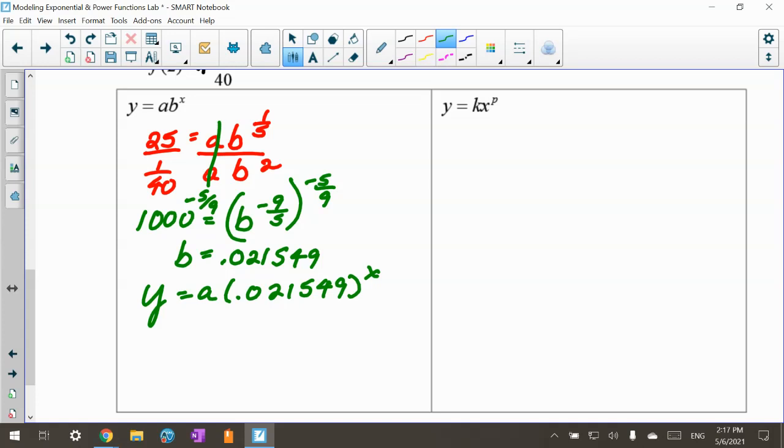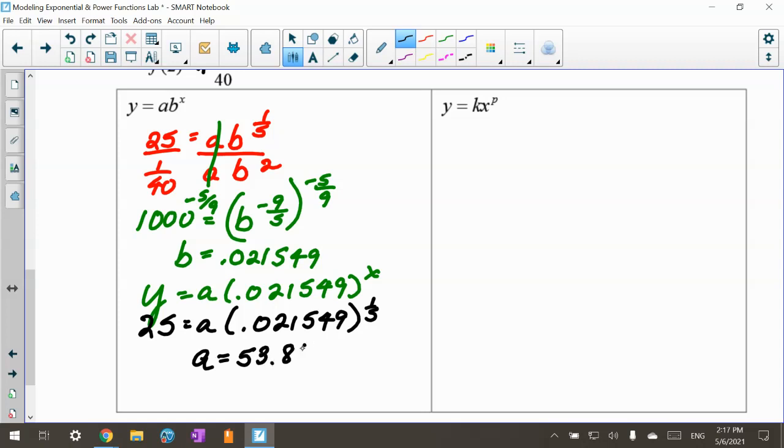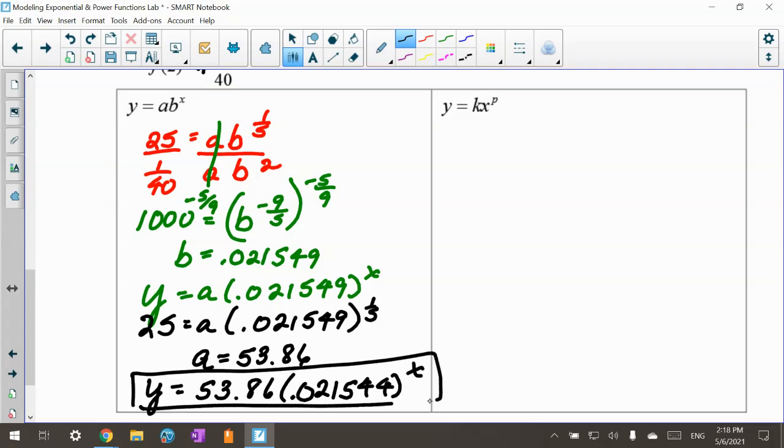So I used 1/5, 25. So 25 goes here, because I need to know what a is: 25 equals a times 0.021549 raised to the 1/5. And to solve for a, this is hooked to that by multiplication, so I'm going to divide 25 by 0.021549 raised to the 1/5. So a, rounded a bit, is 53.86. So my formula comes out to be y equals 53.86 times 0.021549 raised to the x. Not pretty at all. Hopefully the power function's a little prettier. So that's what we get when we do an exponential function.